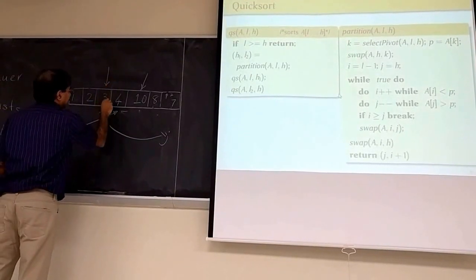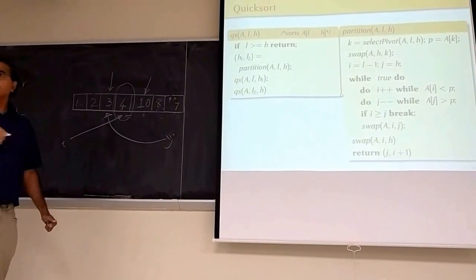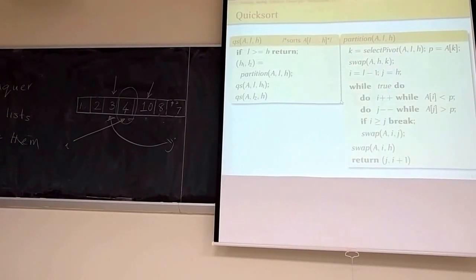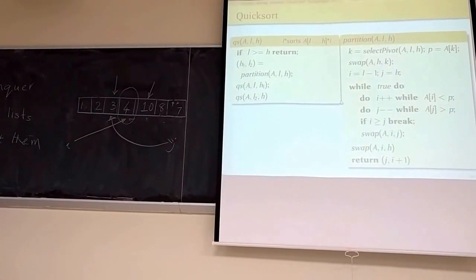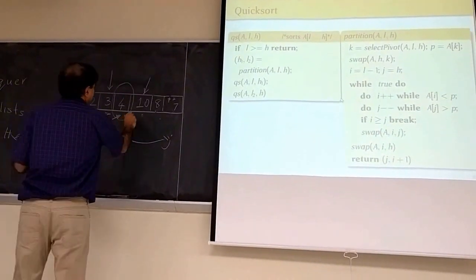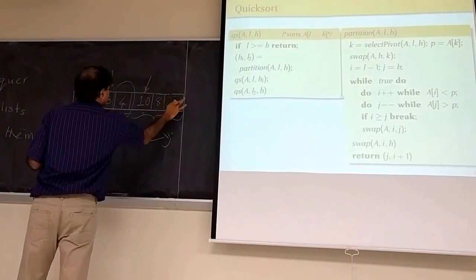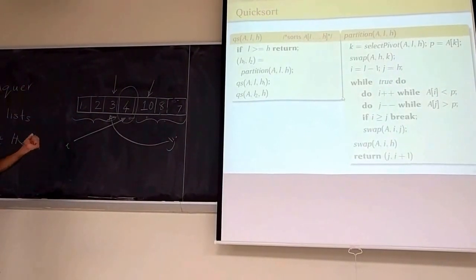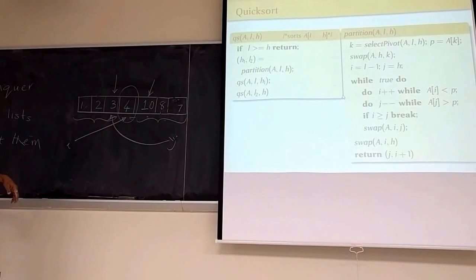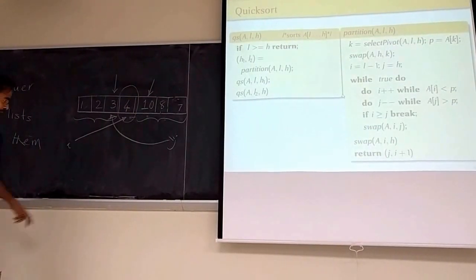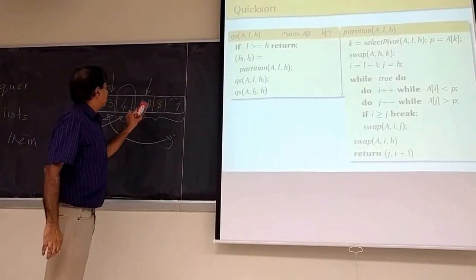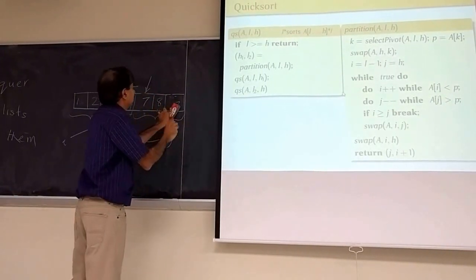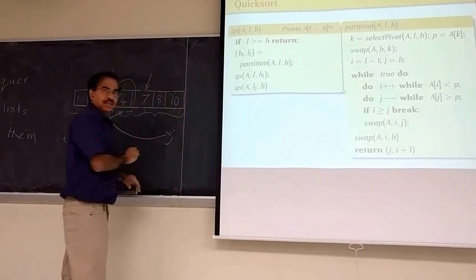So that means you're not going to go back and do anything to that, because obviously the pivot is already in the right place. You don't have to do anything. So you're going to do quicksort recursively on these two halves. And if you do that, ultimately these two will get swapped. So when all is said and done, you'll have a sorted list.